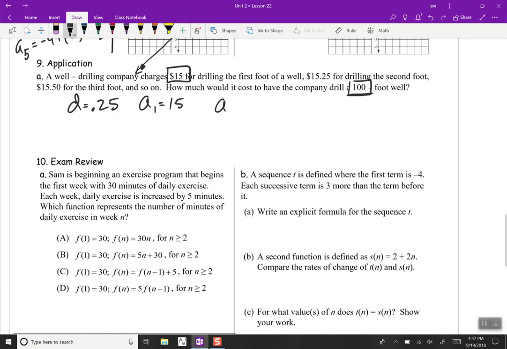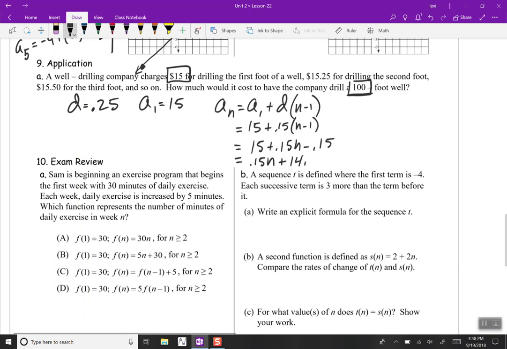So we need to make our equation, a sub n equals the first term plus the common difference times n minus 1. So our first term was 15 plus 0.25 times n minus 1. So that's 15 plus 0.25n minus 0.25. 15 minus 0.25. So that makes 0.25n, and 15 minus 25 cents would be $14.75. And so that's our rule.